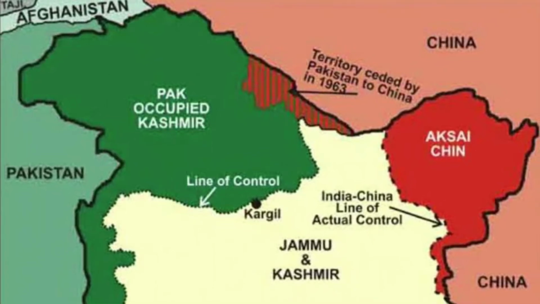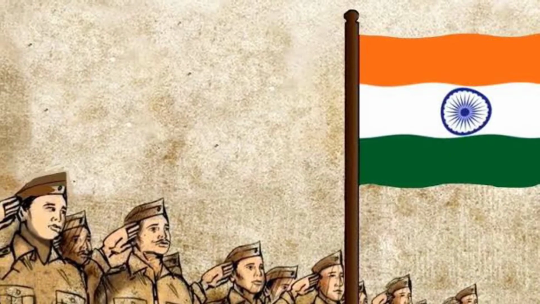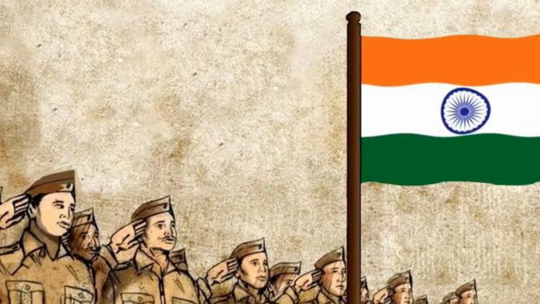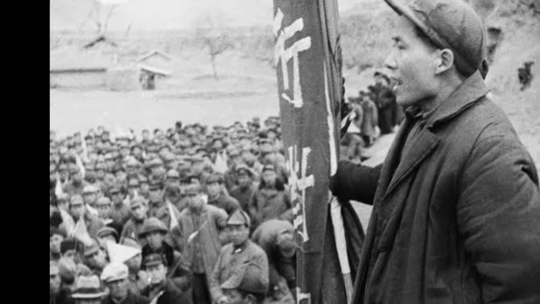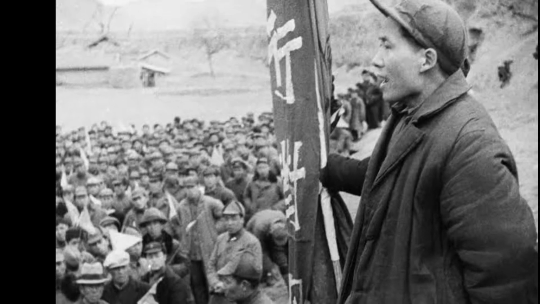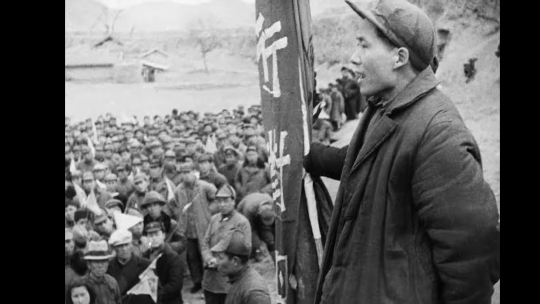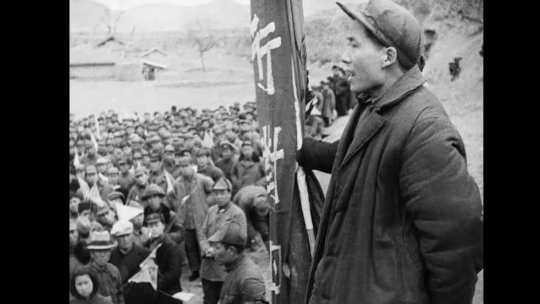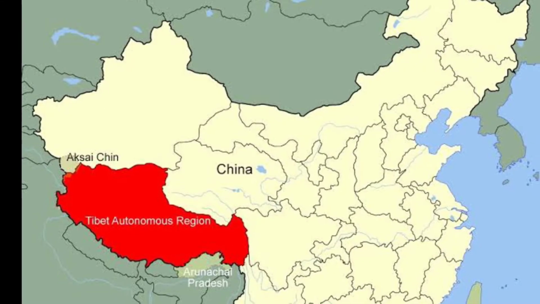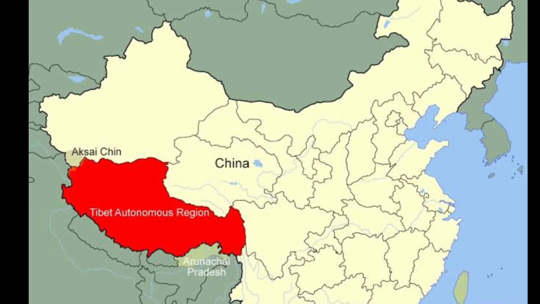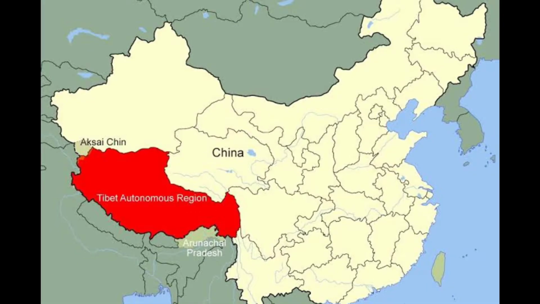By 1947, when India gained independence and the map of the subcontinent was divided, the issue of Aksai Chin remained unresolved. Meanwhile, China's civil war continued for another two years, until Mao Zedong and the Communists won in 1949. Then came the Chinese invasion and annexation of Tibet in 1950, and the construction of a road connecting Xinjiang and Tibet.